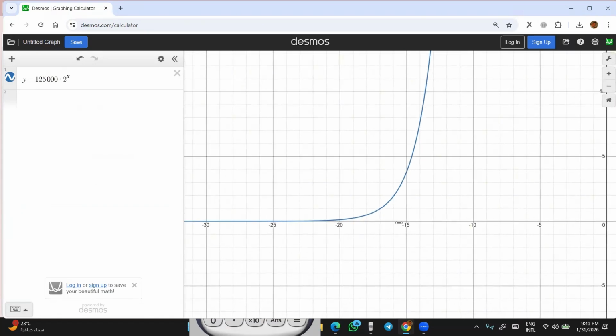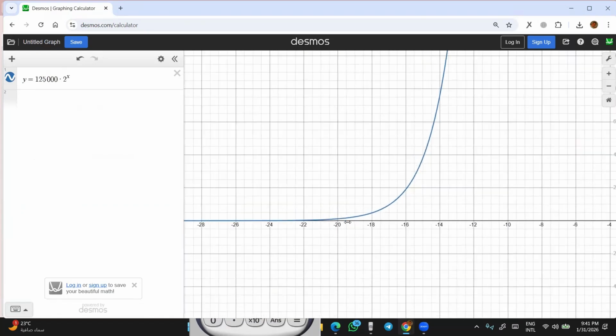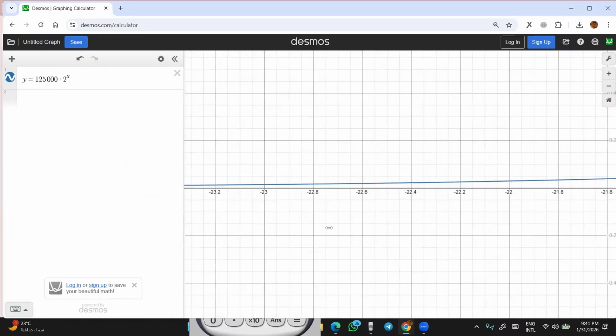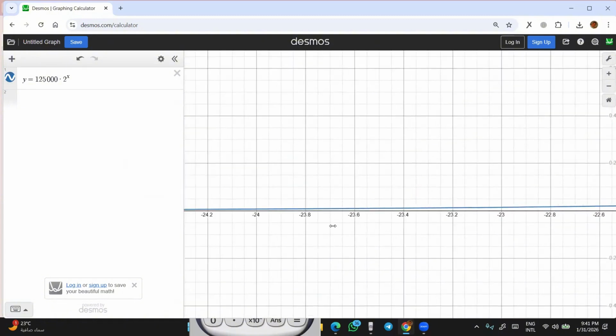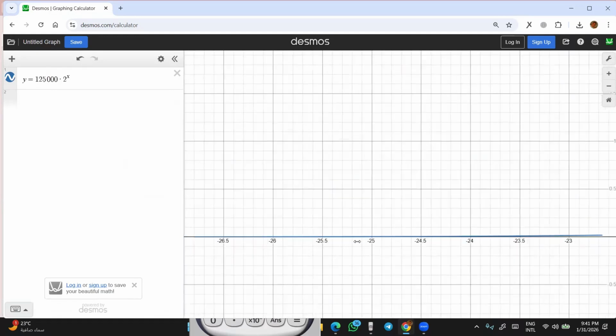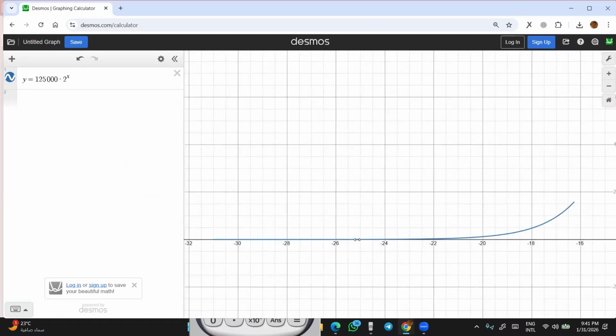What is the minimum? Some people say the minimum is this line. No, because the graph does not touch this line. Look, it moves beside it, but it can never touch it. This makes it not a minimum. So we have no minimum, and we also have no maximum in any exponential function.